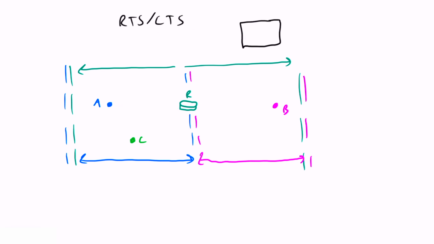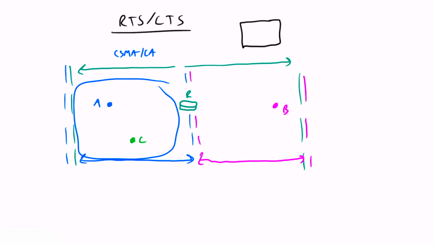So let's see now how RTS, CTS help us with the hidden node problem even when our nodes and devices are out of range of one another. So let's say A wants to send to R. It first does our CSMA-CA by checking and sensing if there are any other radio waves sending to the router right now, which there are not. C is not sending anything. So A does not send the data initially. It sends what's called an RTS, a request to send.